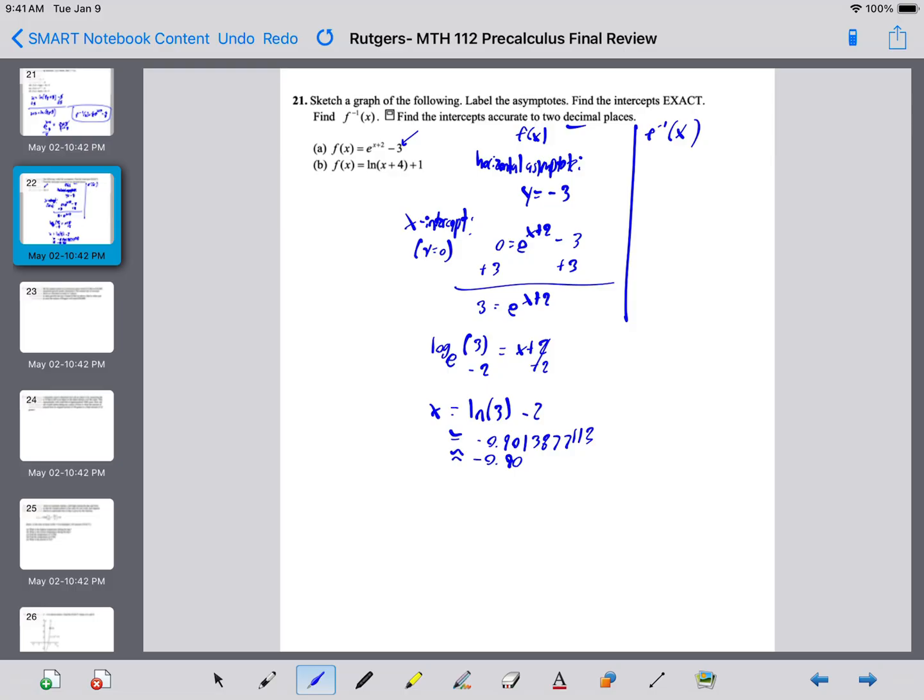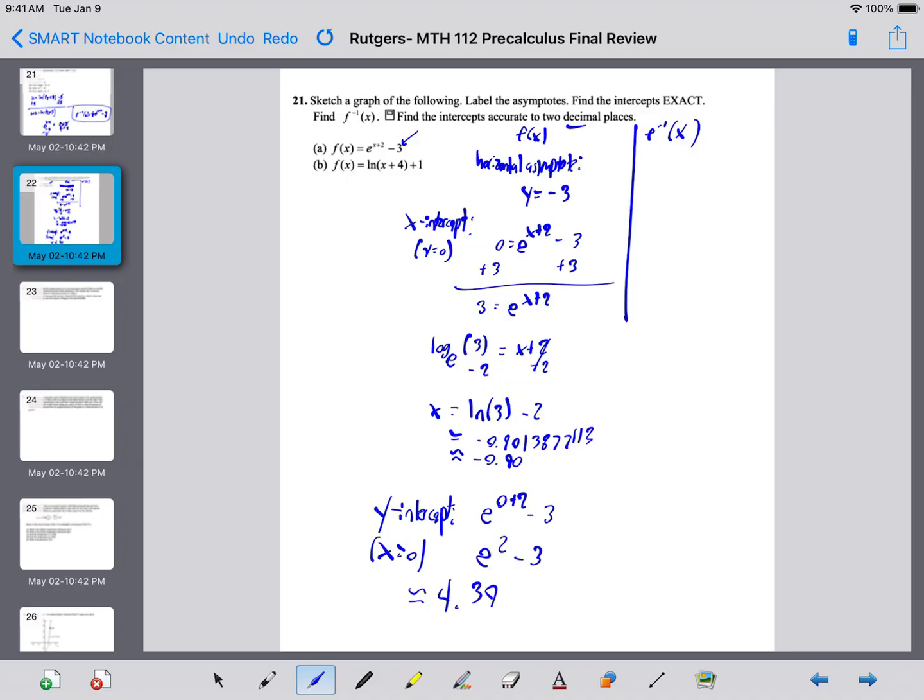Okay, now for the y-intercept. A y-intercept is where x equals 0. So we have e to the 0 plus 2 minus 3. That would be e to the 2 minus 3. That's your exact value. But if you wanted to show it accurate to 2 decimal places, put that in your calculator. And we end up getting 4.39.